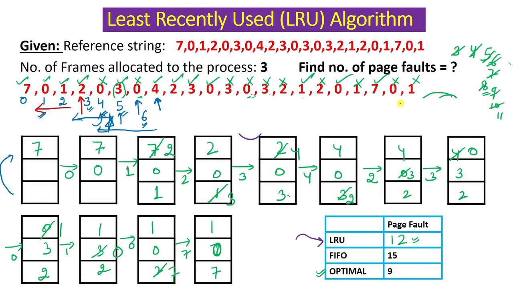For our further examples we will take only this much of the string, so that it is easy to apply LRU on this small string. For this part of the reference string, we get 1, 2, 3, 4, 5, 6, 7, 8, a total of 8 page faults. And these 1 and 2 are the page hits. So page hits are 2 and page faults are 8 for this part of the reference string.